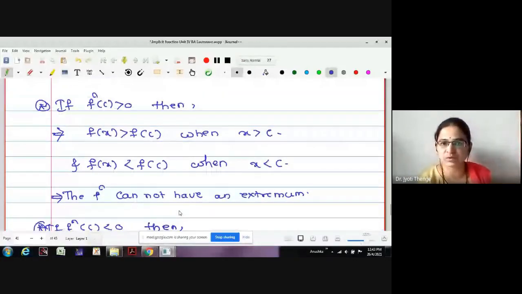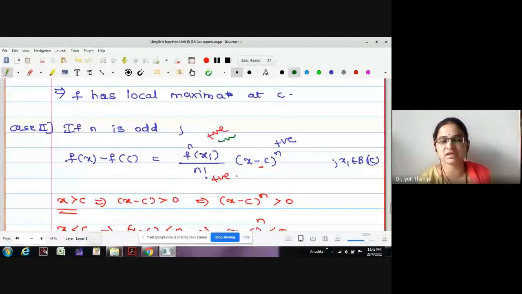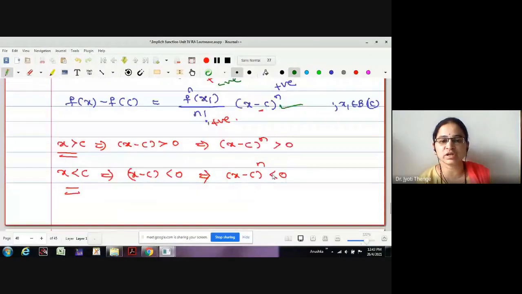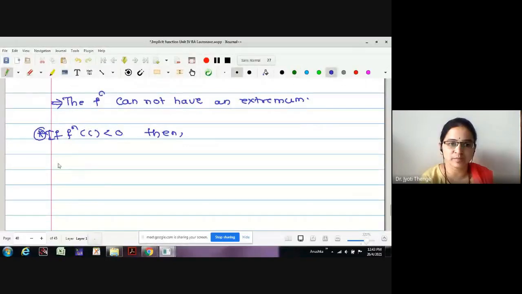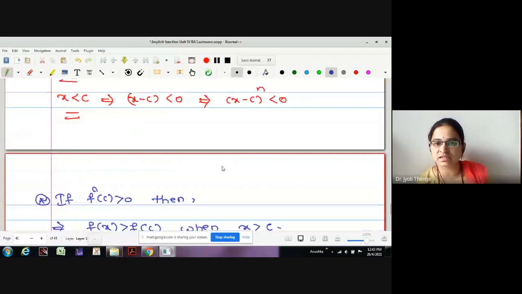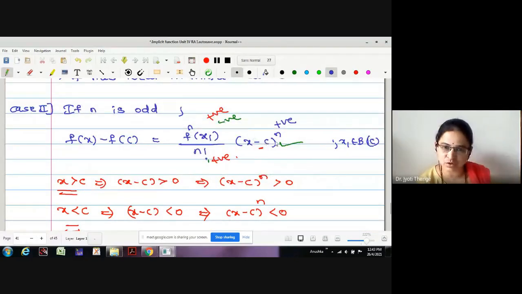Let me write this one. Now this f^(n)(c) is negative. This is positive. Now the nature, this is totally negative, negative into the nature of this. Therefore, if it is positive, it totally gives me negative. If it is negative, negative into negative, positive. Therefore, this nature totally depends on the relation between x and c. Therefore, may I write f(x) less than f(c) whenever x is greater than c. x greater than c, x minus c greater than 0, this is greater than 0. Therefore, this is going to be positive.